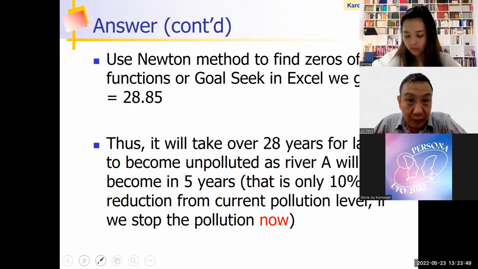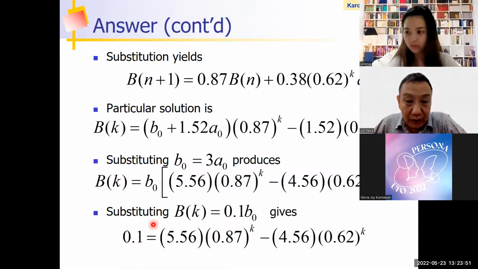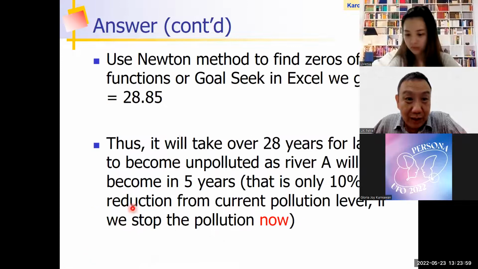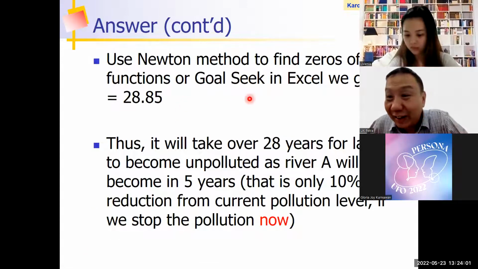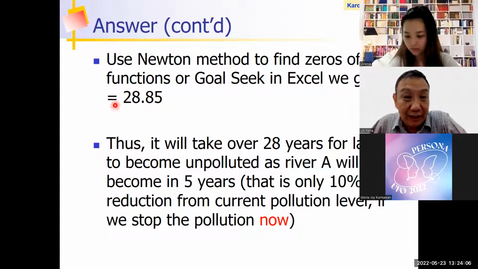But if you want to solve this, it is very complicated. You cannot use log. So what I'm doing is I'm using a solver in Excel. I use the solver in Excel, and this is the result: 28.85 years.